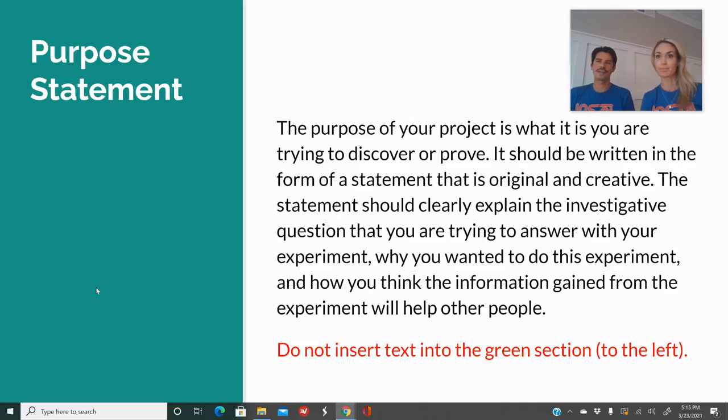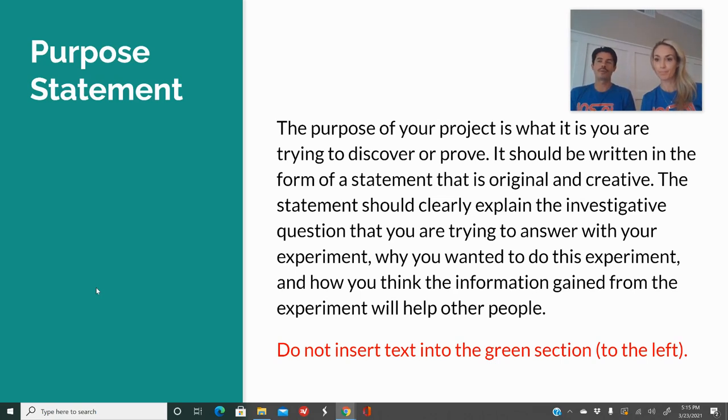All right, so this slide is all about your purpose statement. The purpose of your project is what it is you are trying to discover or prove. It should be written in the form of a statement that is original and creative. The statement should clearly explain the investigative question that you are trying to answer with your experiment, why you wanted to do this experiment, and how you think the information gained from the experiment will help other people.